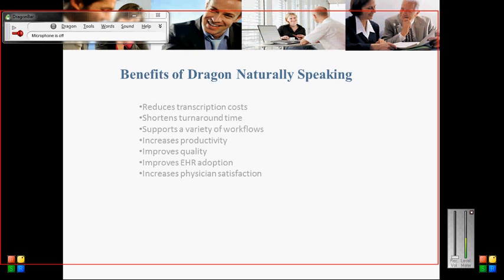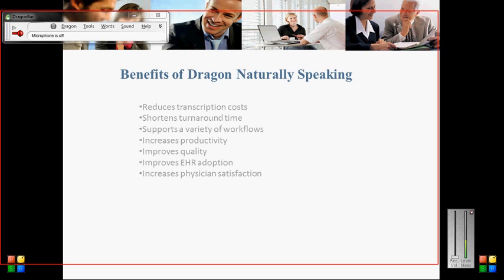It also improves quality because they are able to correct the mistakes. Because Dragon is real time, you are able to see the dictations right away. The user themselves can do their own quality check and make sure that everything is being captured accurately.